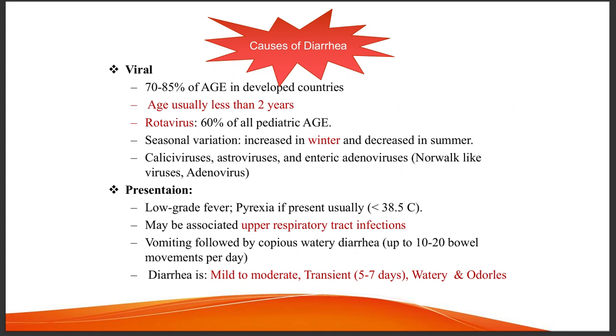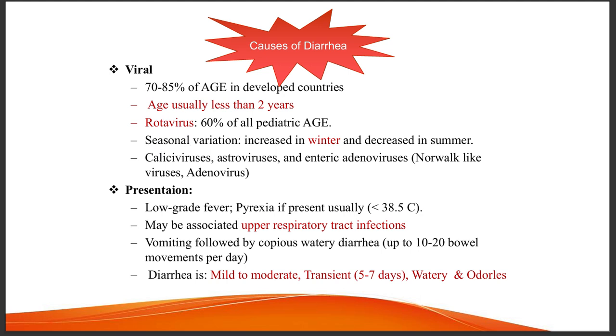For the non-infectious causes, I'm going to bring them under the differentials for AGE, acute gastroenteritis. So the commonest by far cause of acute gastroenteritis is the virus. Viruses account for 70 to 85% of causes in the developed countries, and children who are less than 2 years are the commonest who are affected. And the rotavirus is the commonest cause of acute gastroenteritis en masse. All right, very important to take note of that.